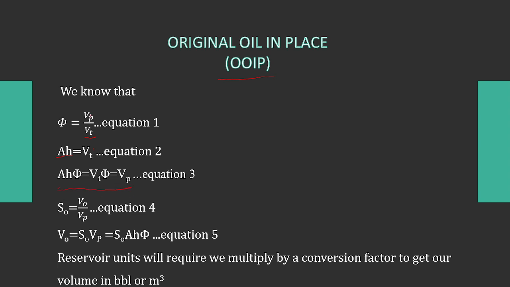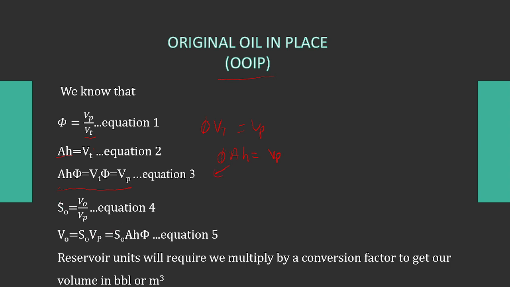We made Vp the subject in equation 1 so that we'll have the porosity times Vt. And from equation 2, we said that the Vt was A times H, so this was equal to Vp. So if the Vt is equal to A times H, then we have porosity times A times H to be equal to our Vp. So that's what we have for equation 3.